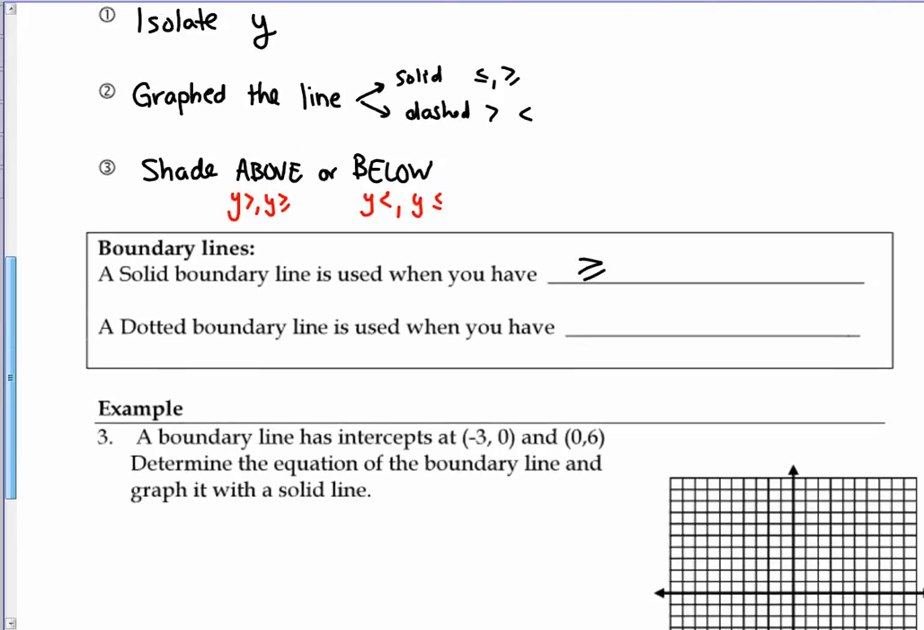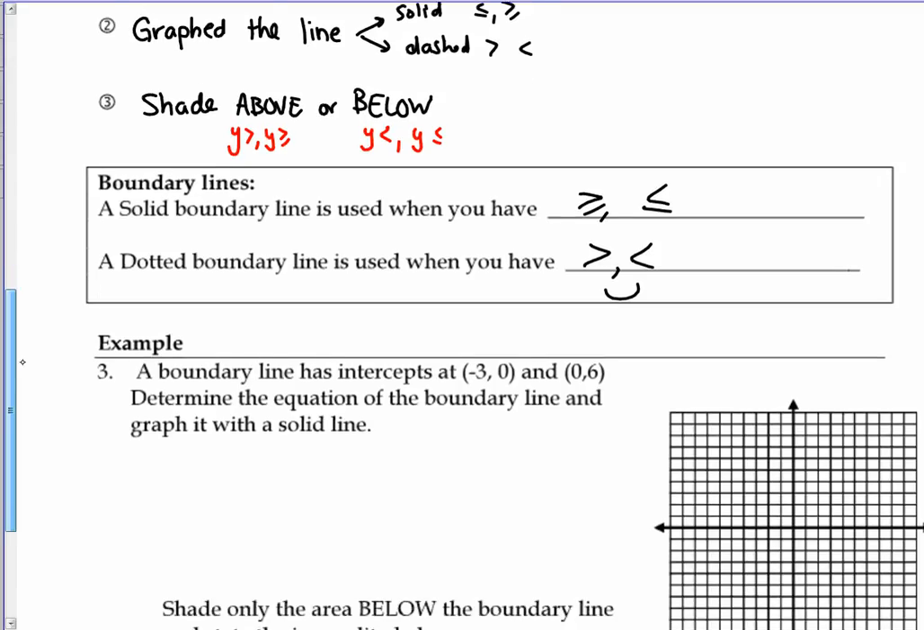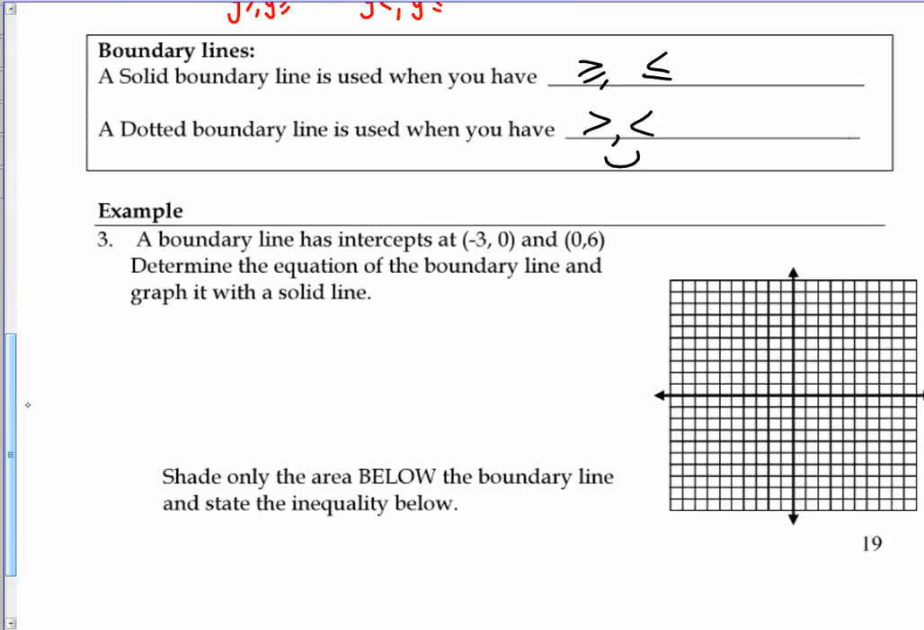Okay, so solid and dotted, right? Those are your two options. Let's try one more. Call it a lesson. One more? Good. Try number 3.